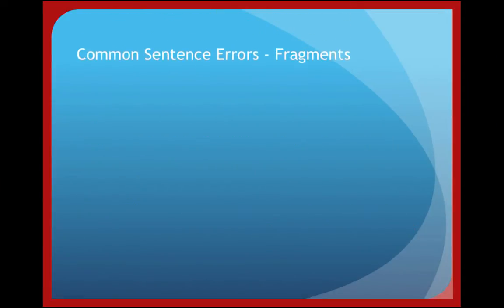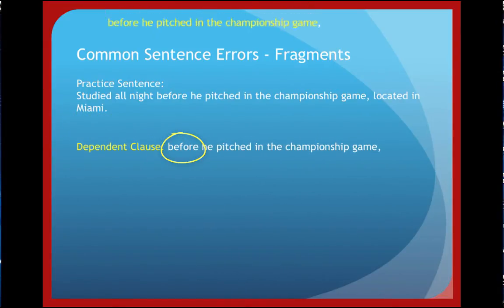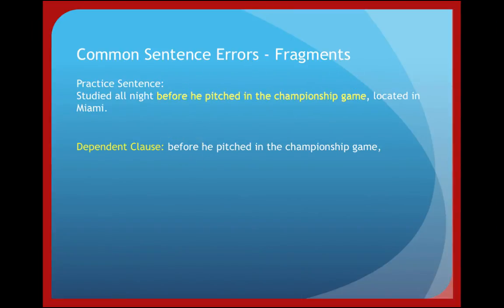The next practice sentence is: studied all night before he pitched in the championship game located in Miami. Once again, you should separate phrases from clauses and locate the independent clause. Before is a subordinating conjunction that begins a dependent clause. Located is a verb that begins a past participle phrase which is modifying the word game.